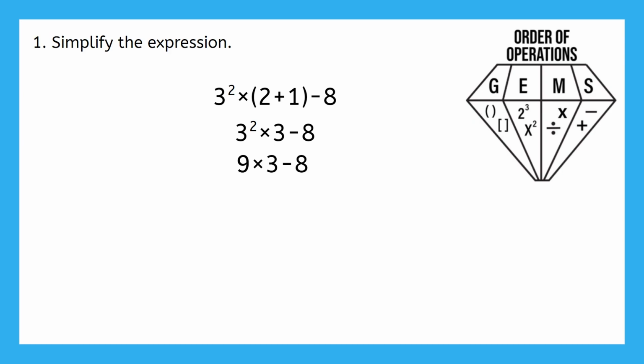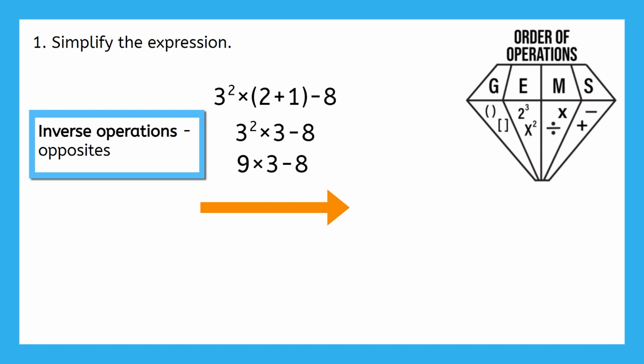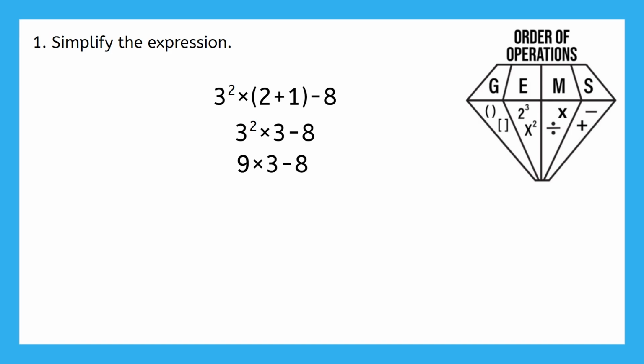According to GEMS, multiplication and division come next. They're inverse operations, or opposites, so they are ranked equally in GEMS. Whenever we approach multiplication or division in a problem, we work from left to right, solving whatever comes first. There isn't any division in this example, so we just need to take care of this multiplication right here. 9 times 3 equals 27. Bring down that last part of the expression, and we're ready for the last level of the order of operations, subtraction and addition. Subtract 27 minus 8, and that equals 19, simply simplified.